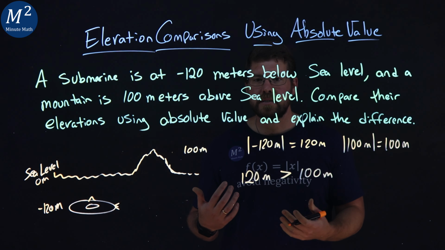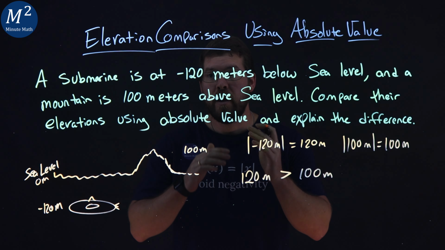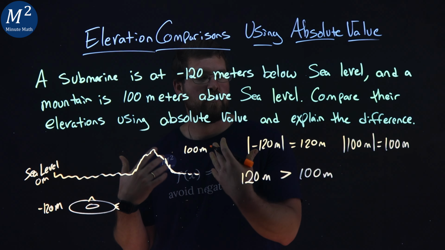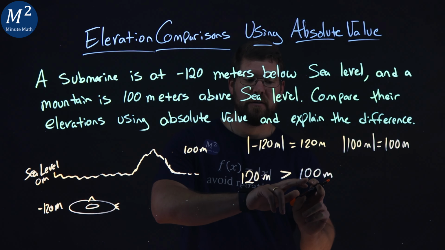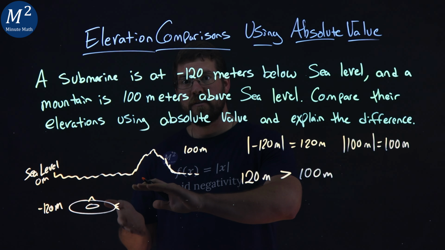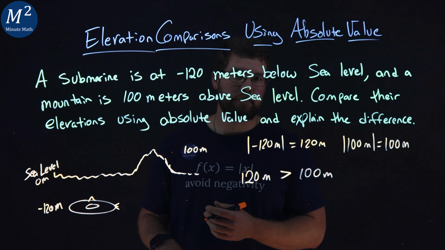What does that tell us here? This tells us here that the distance from sea level of the submarine, even though it's negative, that distance from sea level is greater than the distance here from the top of the mountain to sea level. So the submarine is more below sea level than the mountain is above sea level.